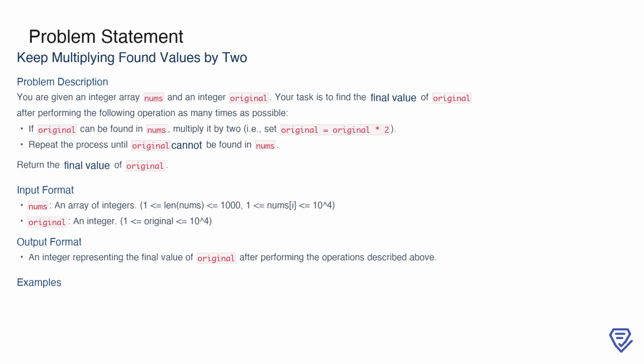The input consists of the array nums and the integer original, with constraints ensuring that the length of nums is between 1 and 1000, and the values in nums and original are all positive integers between 1 and 10,000. The output is a single integer representing the final value of original after completing the operations.